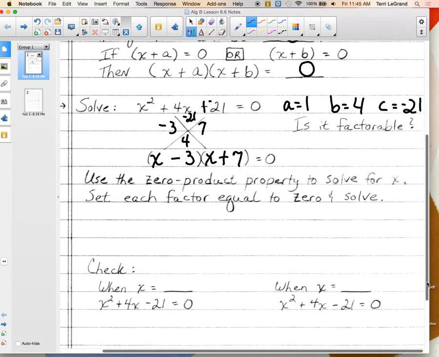Okay, so it was factorable then, right? We found the factors. What are the factors? Negative 3 and 7. No. What are the factors for that trinomial, x squared plus 4x plus negative 21? What are the factors?